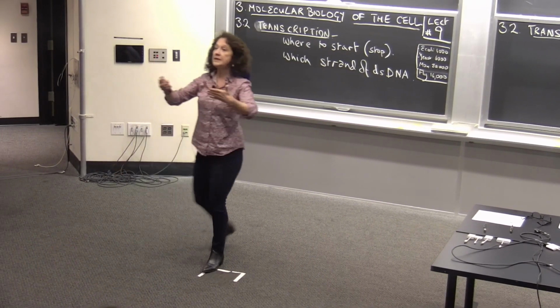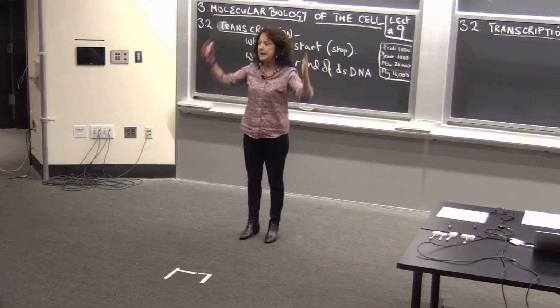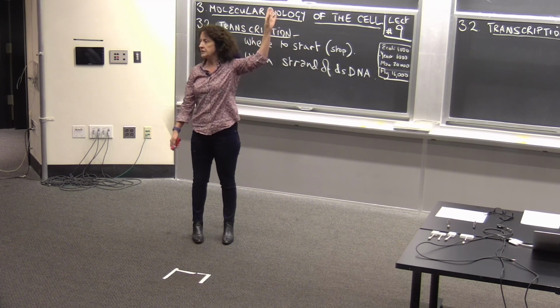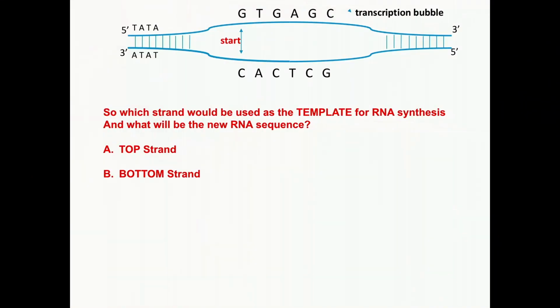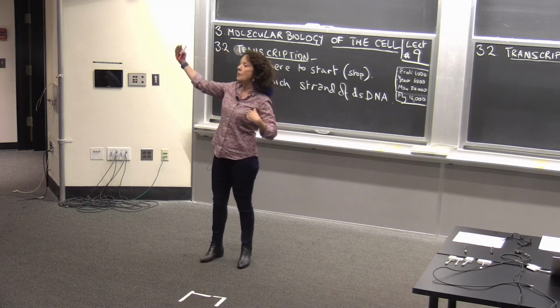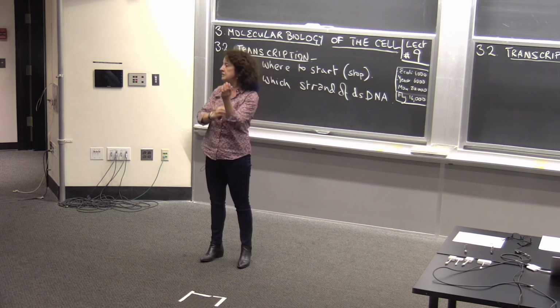Right, so reading things 3' to 5' and making things 5' to 3' is all you need to know to answer this question. You would straight away know we're going to start somewhere here, but on the lower strand, because that's the one read 3' to 5', and we're going to make the new transcript in the appropriate direction. So you can only read the bottom strand in this case, but watch out, because you might be reading the top strand in the appropriate direction as well.